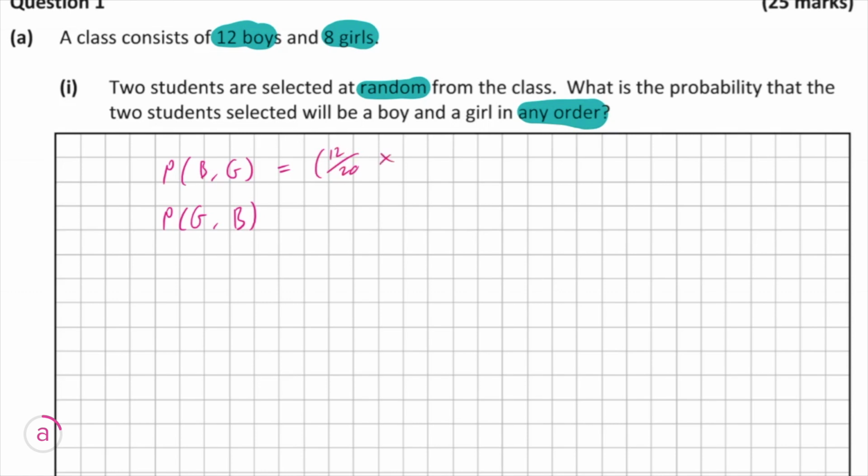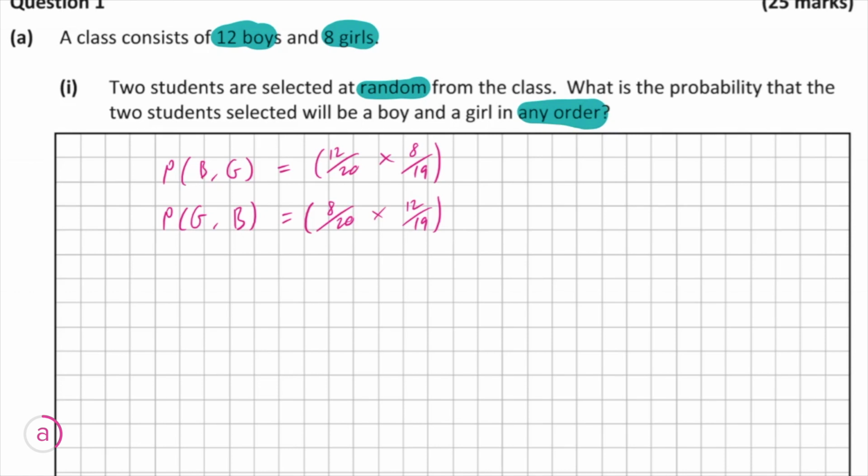And now we're going to multiply this by the probability that after one student has been removed, one of the remaining students that is selected is going to be a girl. So that's just going to be 8 over 19 because we have 8 girls and 19 remaining students, given that the first boy was removed. Now applying the same logic to the second possible outcome, the probability that a girl is selected first is just going to be 8 out of 20, multiplied by the probability that a boy is selected second, which is 12 out of 19. Again, because we've already removed one girl from the class.